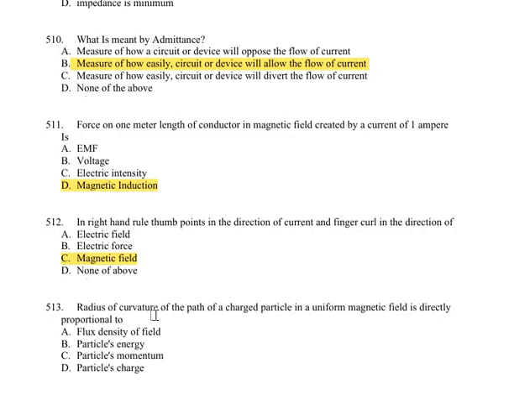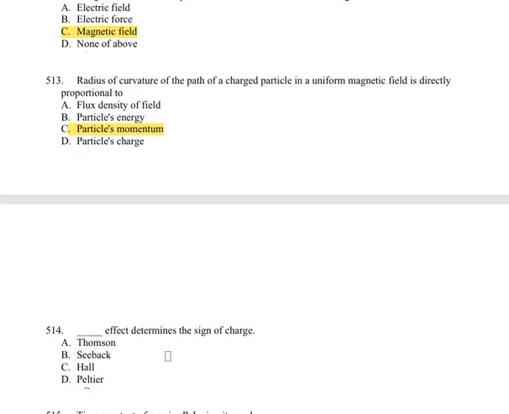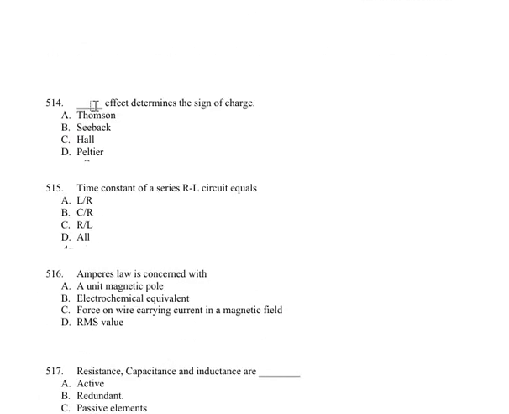Radius of curvature of the path of a charged particle in a uniform magnetic field is directly proportional to the particle's momentum. The Hall effect determines the sign of charge. Time constant of a series RL circuit equals L over R.